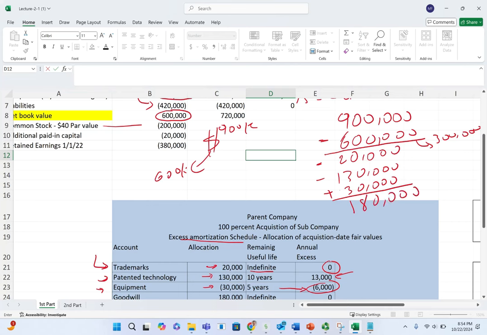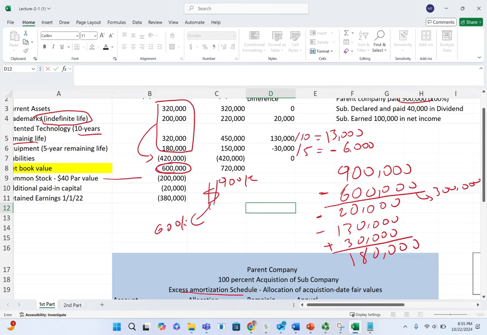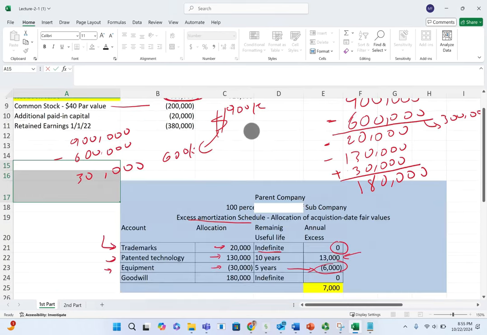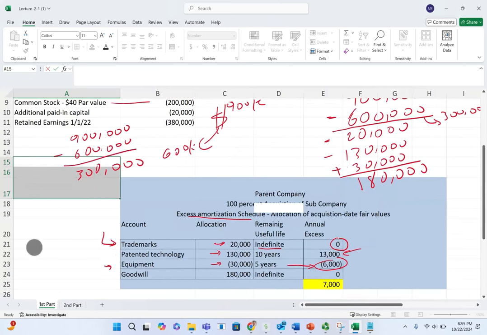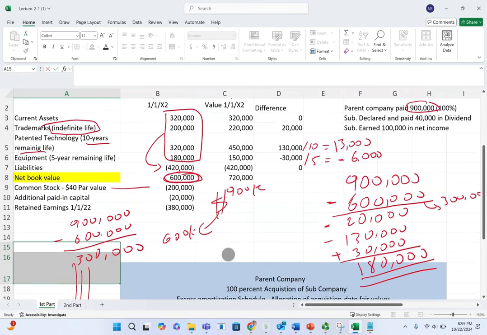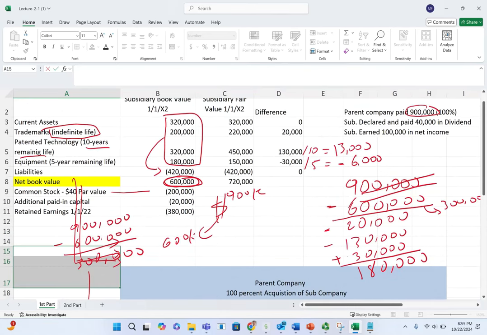So what I did, I took the 900,000 and said, okay, of the 900,000, 600,000 went to the book value of the asset, free and clear, pretty straightforward. Now I have a remaining 300,000. How is that 300,000 allocated? I have to allocate it to the additional assets that I purchased. Some were worth less, but I allocate the 300 to 20, to 130, and negative 30. What I'm left with is 180. There's no identifiable asset that I can allocate this 180 to.